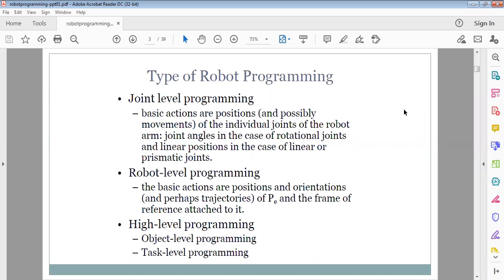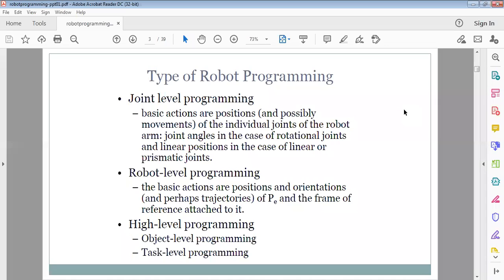The next level is robot level programming. In this level, you concentrate on the position and orientation of the end effector with respect to the frame. That is what we covered in trajectory planning. Based on trajectories, we write the program.